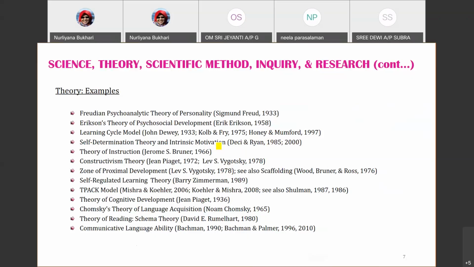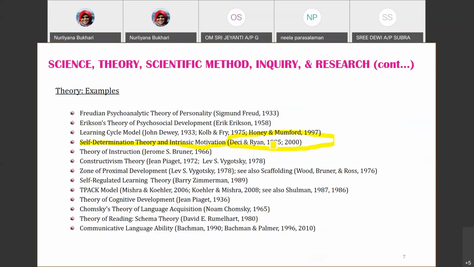Erik Erikson, how humans develop from birth until they pass away. And the motivation theory, this is the infamous theory of Deci and Ryan. I'm not gonna go into it, but there was an attempt in a journal to improve a little bit of this theory, but I think they were hesitant.